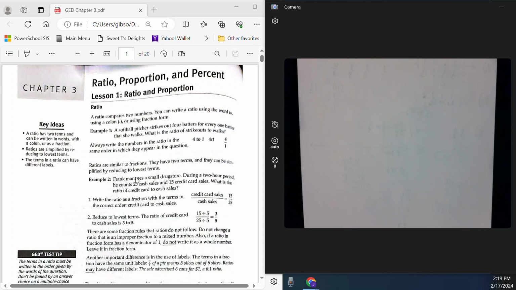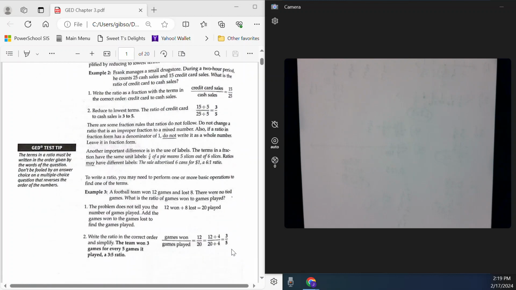So what we would do here, we would write this as a fraction. So we do credit card sales, which is 15, and then we do cash sales, which is 25. So it's 15 over 25. Number two, reduce to lowest terms. 15 over 25, we could divide the numerator and denominator by 5, and we would end up with 3/5. So the ratio of credit card to cash sales is 3 to 5.